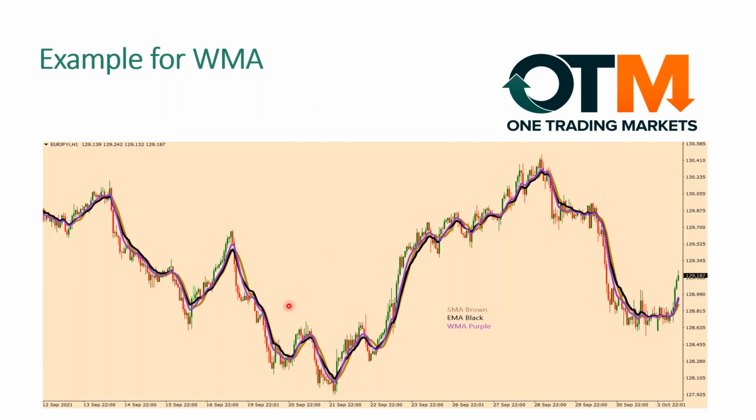This is what it looked like. So the brown line is the simple moving average, the black line is the exponential moving average, and the purple line is the weighted moving average. Notice how the weighted is always reacting first, then the black line, then the brown line. Same here. WMA first, EMA black the second, and simple moving average third. Do we have any questions so far about the types of moving averages?